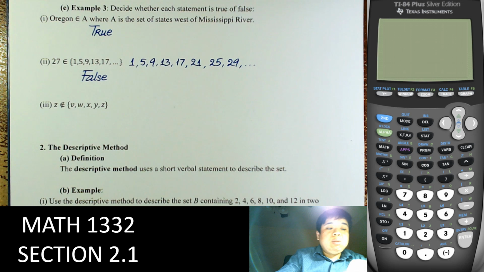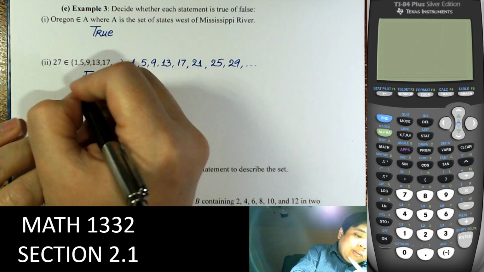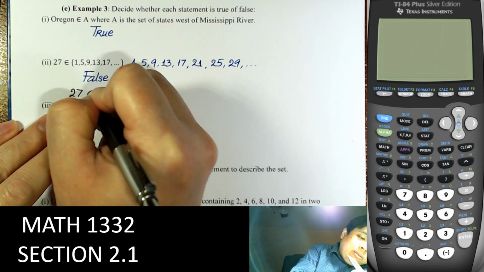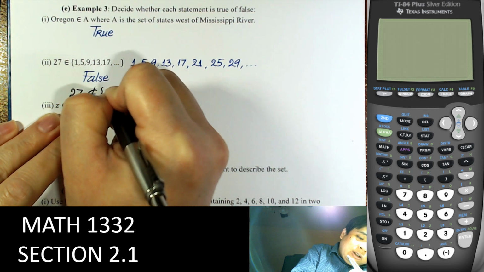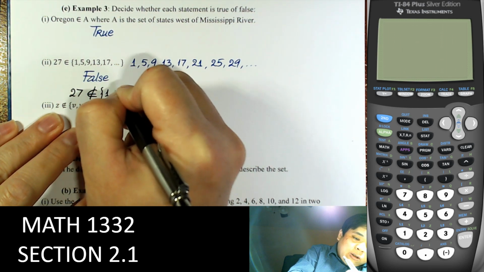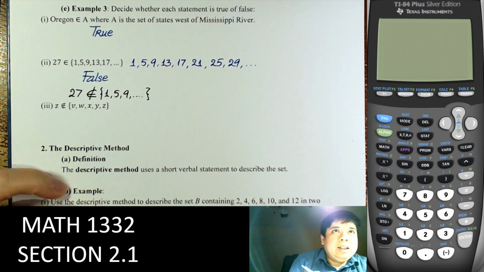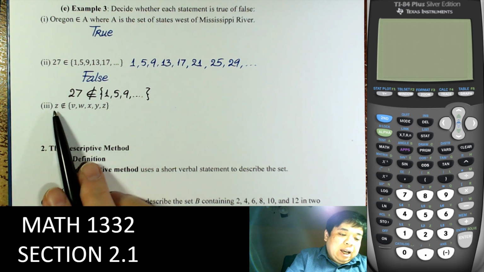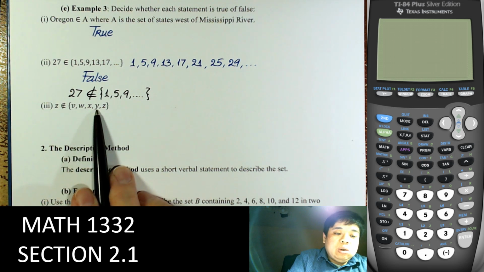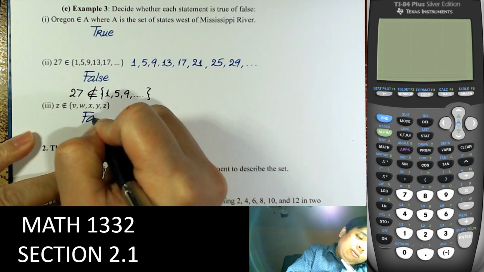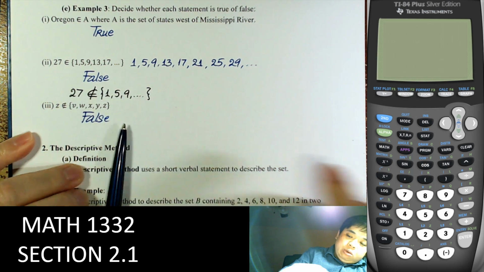If we say something is not in the set, we can say 27 is not a member of, or is not in, the set of 1, 5, 9, and so on. Next, Z is not in this set, so this is false because Z is in there. This is true. Let me test.